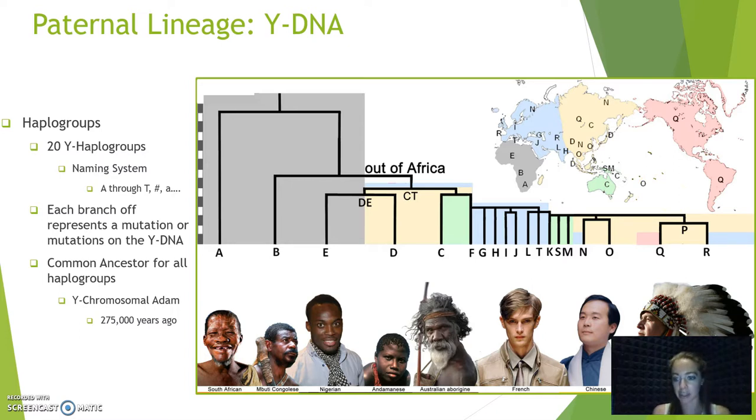The naming system is just a letter, A, B, C, all the way to T. To specify even further, there will be a number as well as a lowercase letter associated to it, which we'll see in a little bit. Each branch represents a mutation or mutations that occurred on the Y DNA. The common ancestor for all haplogroups that we know about today is based on a man from 275,000 years ago, and we refer to him as Y chromosomal Adam.